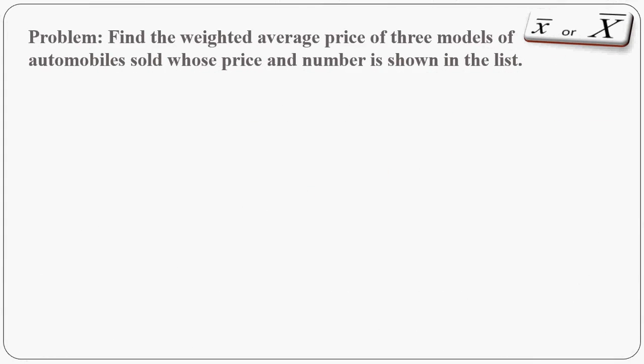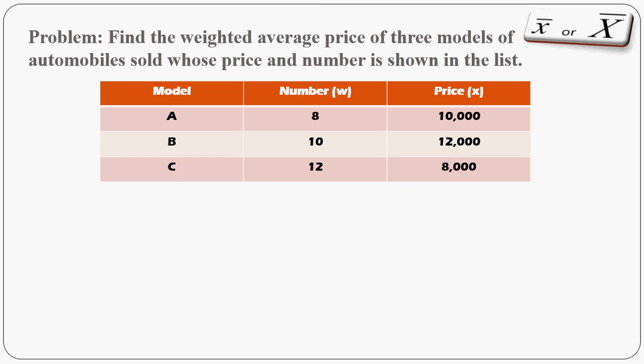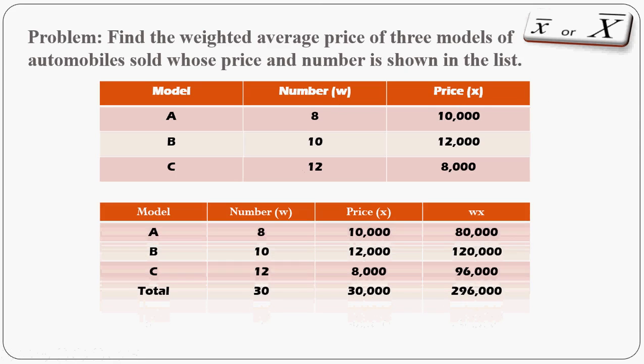Now, find the weighted average price of three models of automobiles sold, whose price and number are shown in the list like this. So, models A, B, C, number and price are given. We need to calculate the weighted arithmetic price. How to calculate? You see here W. We need to calculate WX. So the result will be 8 into 10,000, 80,000; 10 into 12,000, 120,000; 12 into 8,000, 96,000. Then we need to make the total, so we will get sigma x, sigma w, sigma wx.